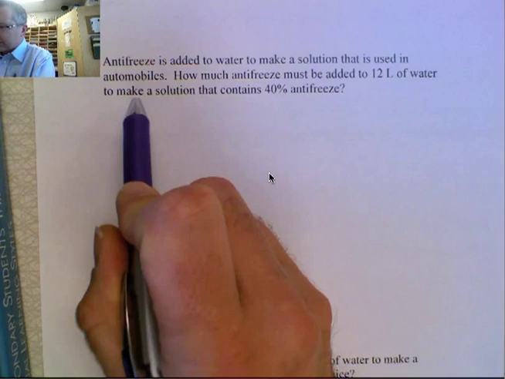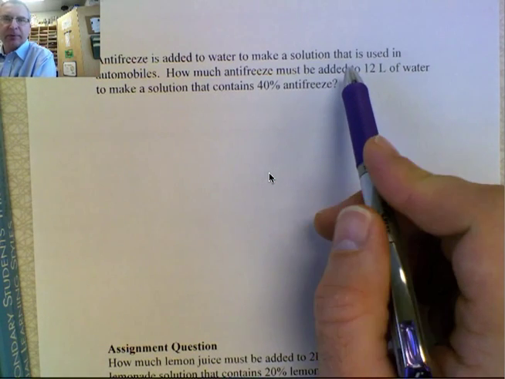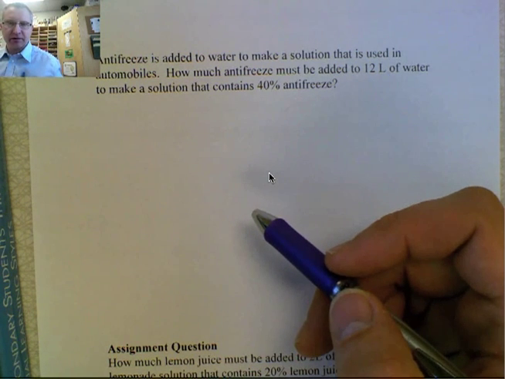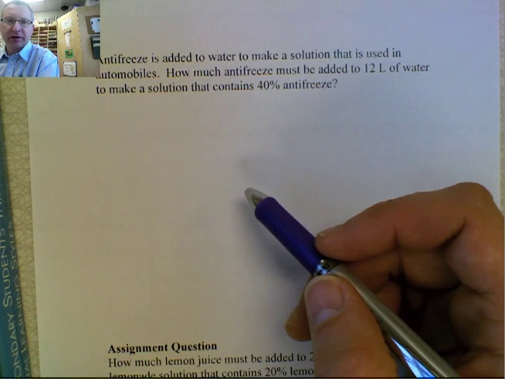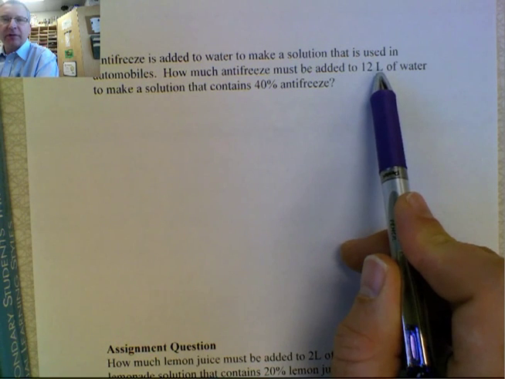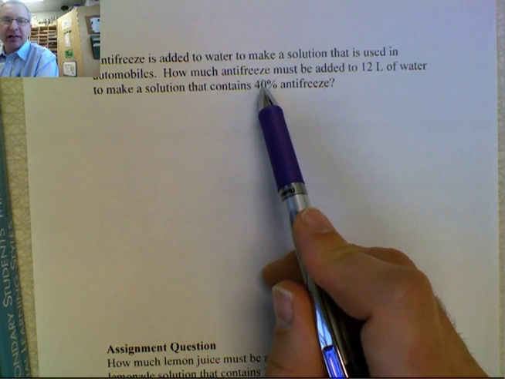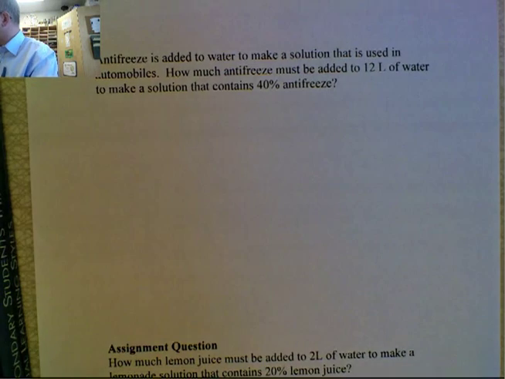So in this case, we're taking antifreeze and we're adding it to water. If you know a little bit about an automobile, it has a radiator that helps keep the engine cool, and you have to put antifreeze in the water in the radiator so it doesn't freeze in the winter. So they're asking us, if we have 12 liters of water, how much antifreeze has to be added so that we have a 40% antifreeze solution?